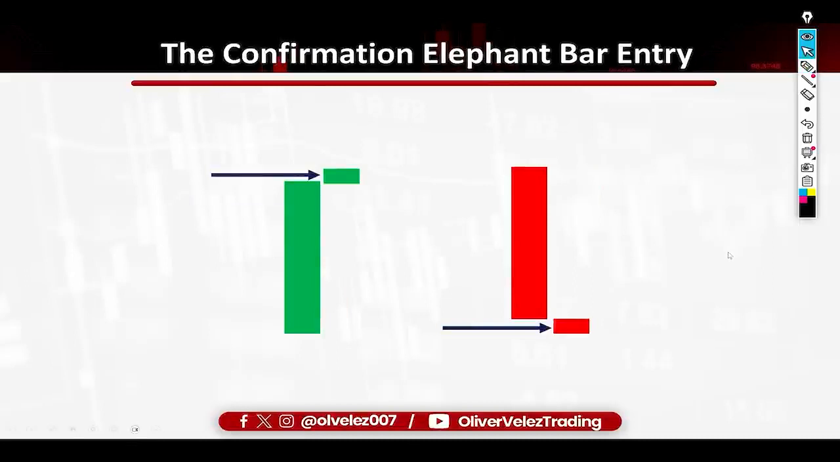Now, sometimes you're just not going to be able to get into the elephant bar. Sometimes you're going to miss it. Sometimes you're not going to see it in time enough.